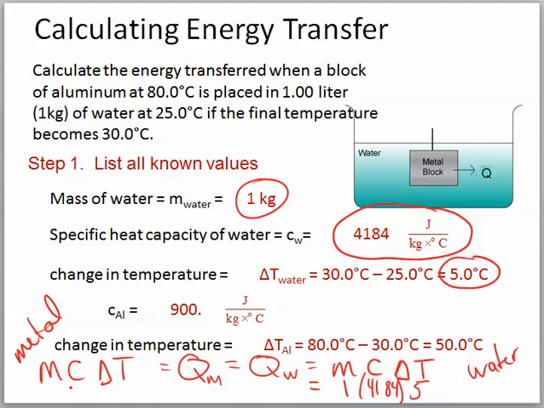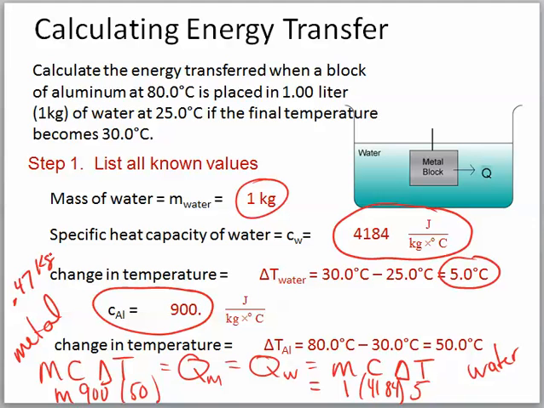And then on the other side, we don't know the mass of the metal. We do know that the aluminum has a specific heat of 900. It doesn't take nearly as much energy to heat up the aluminum. And the aluminum is going to go from 80 degrees to 50 degrees. So if we take these two sides and set them equal to each other, we find out the mass of the metal turns out to be 0.47 kilograms.